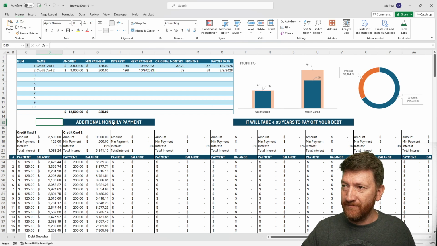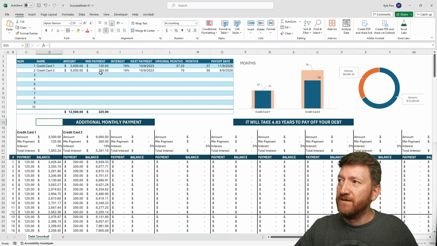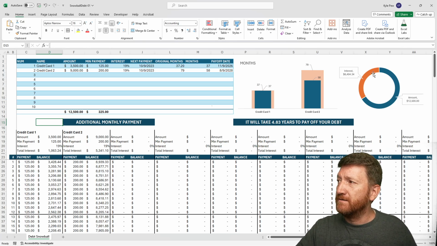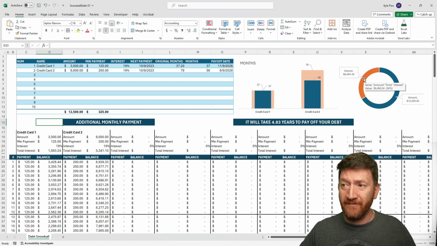We're going to come back to it. Let's wipe that out for a moment. So now with those two cards, we've got a total amount of $12,500. And if we just pay the minimum on those two cards, we're going to have $6,000 of interest by the time those two cards are paid off.